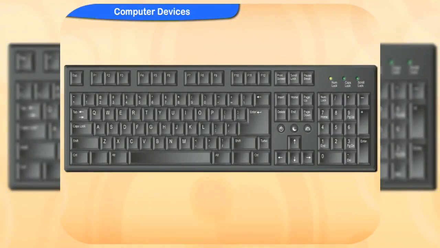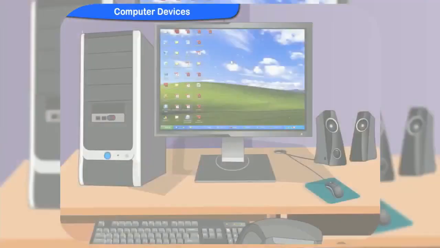Why is it called QWERTY keyboard? It is named after the first 5 letters of the top row of the alphabet keys. And these keys are Q, W, E, R, T, Y.